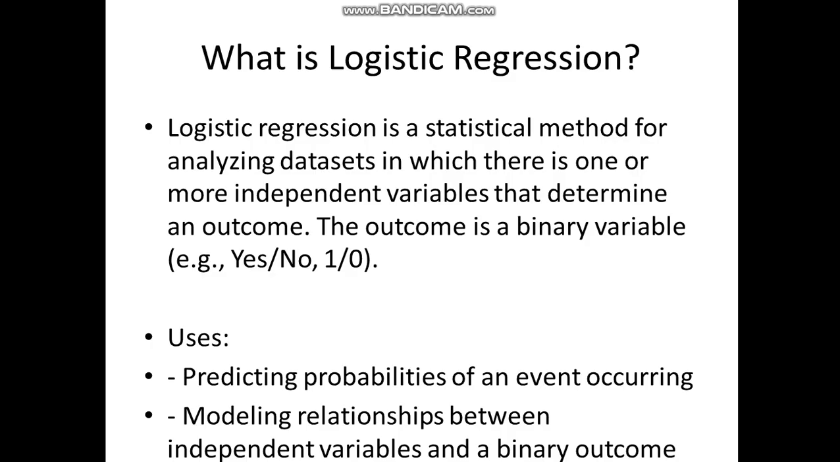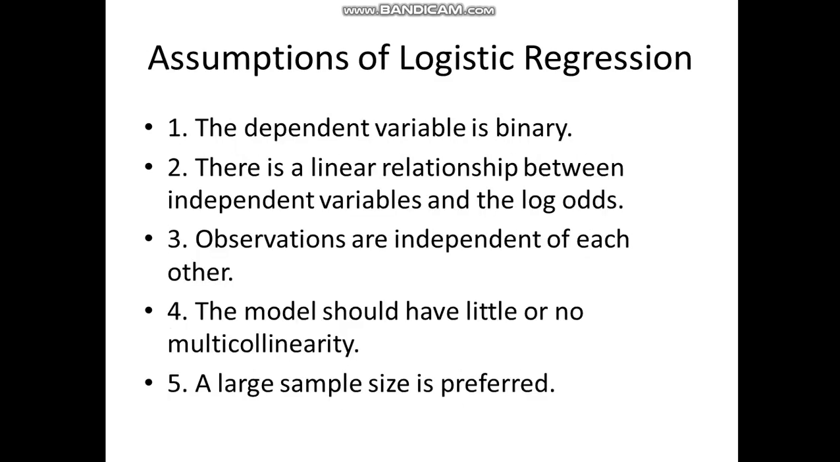Now, uses. Logistic regression is used for predicting probabilities of an event occurring, that is one, and also modeling relationships between independent variables and the binary outcome, which are the yes or no. Assumptions of logistic regression. The first one is the dependent variable is binary. That is to say, the dependent variable is either a yes or no.